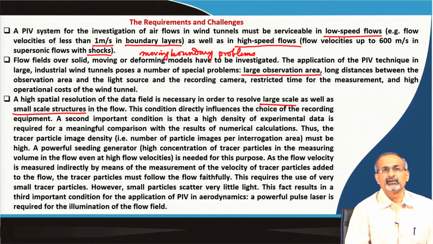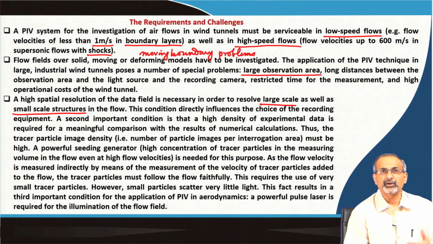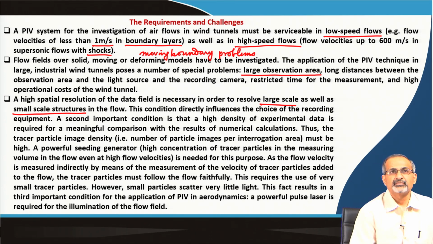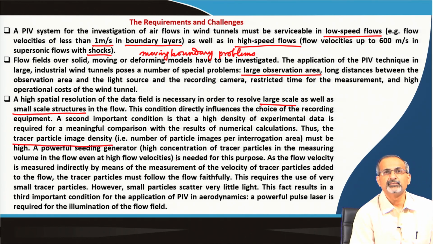Also, the laser system along with the camera together must be functioning at sufficiently high frequencies so that the images can be acquired that faster. The second important condition is that high density of experimental data is required for meaningful comparison with results of numerical calculations. So the tracer particle image density, that is the number of particle images per interrogation area, must be high.